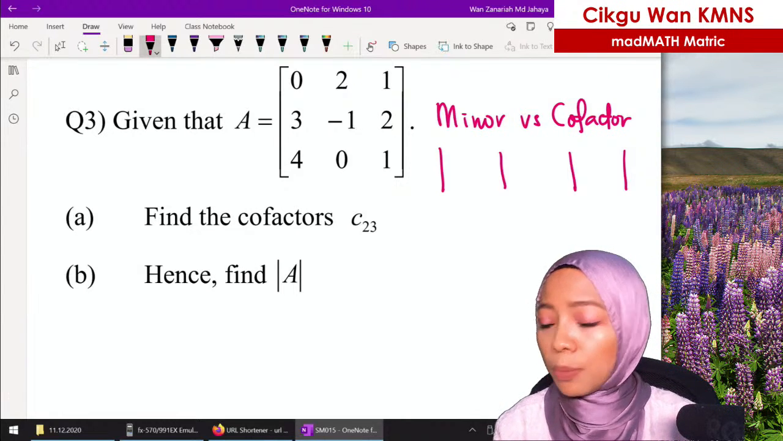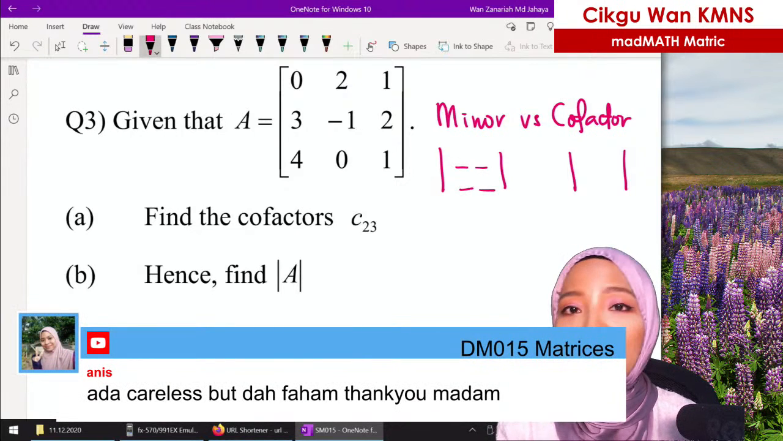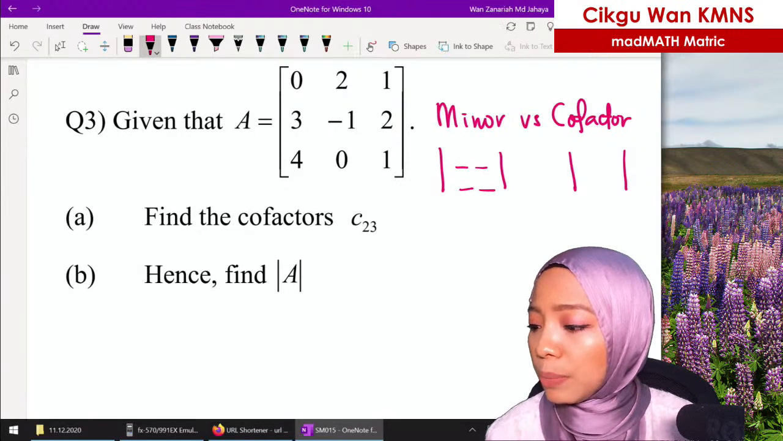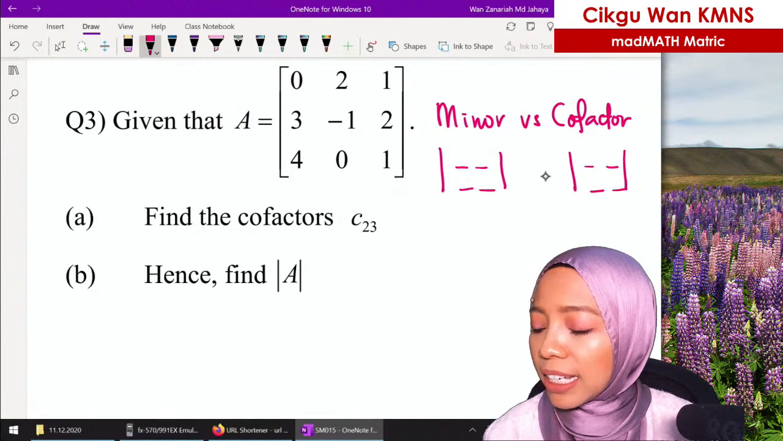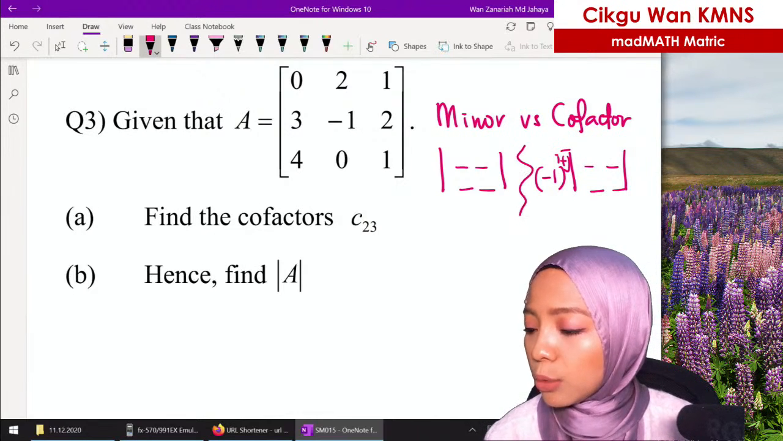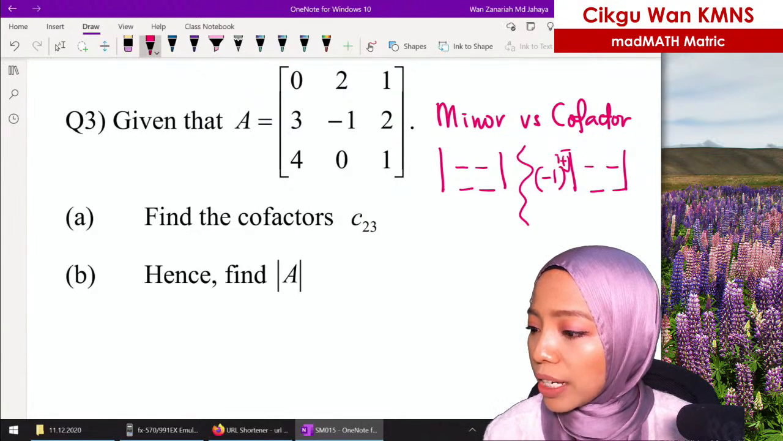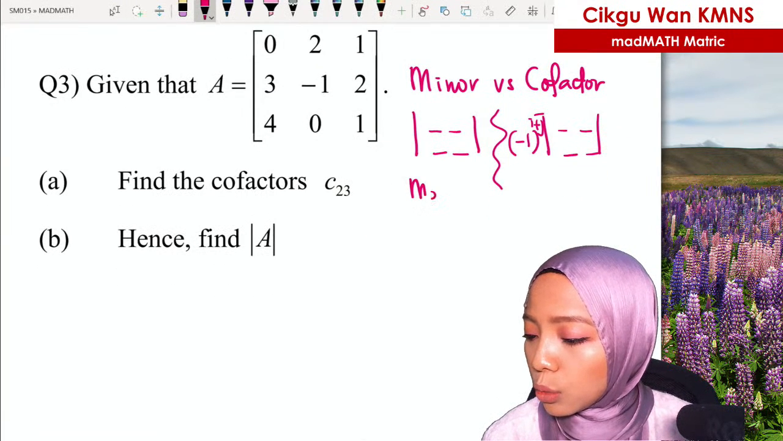Okay. So, bezanya minor ni you masukkan dia punya elemen kat dalam tu sahaja. Tetapi bila cofactor, kita ada -1 to the power of I plus J. Itu dia bezanya. Itulah beza minor dan cofactor. So, for example, if you want M23, so you just apa?